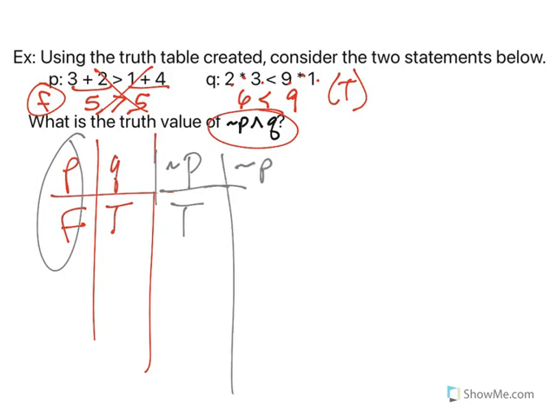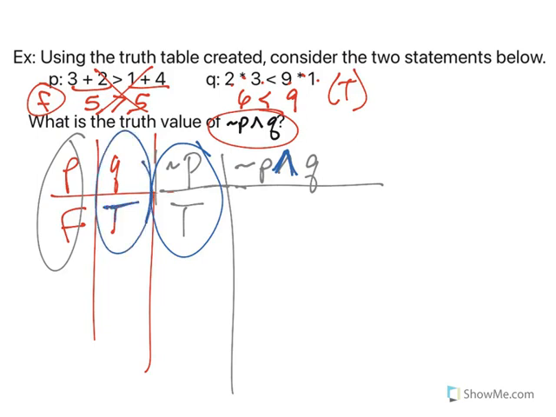So then if I want not P and Q, "and" means they both must be true. So when I compare not P and Q, true, true, it is true. So the truth value of not P and Q is true. So just a little playing with conjunctions, negations, and truth tables.